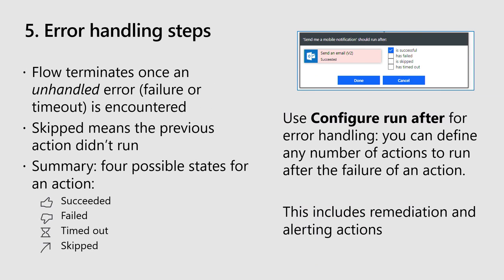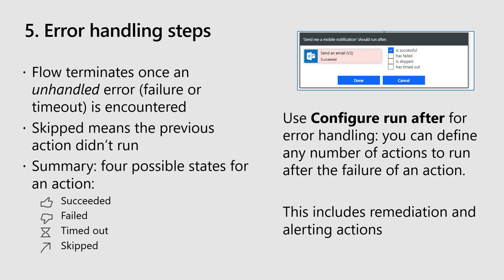And then finally, for the last tip before we start diving into expressions, use error handling steps. A flow will end if there is an unhandled error. So if something goes wrong in the middle of your flow and you don't add any error handling steps, that run is going to terminate. Which means if you have other actions down there that you want to execute, they won't run.